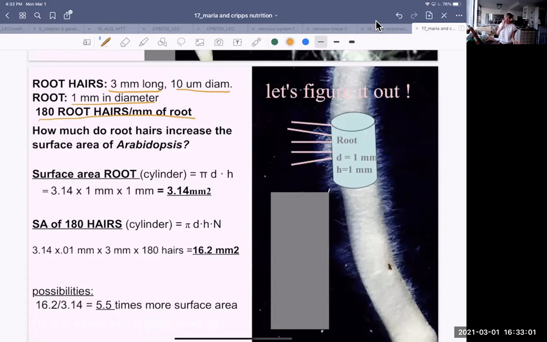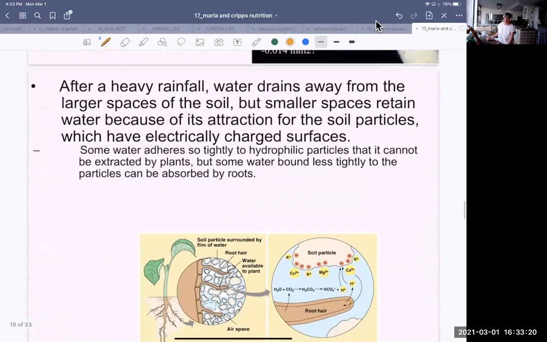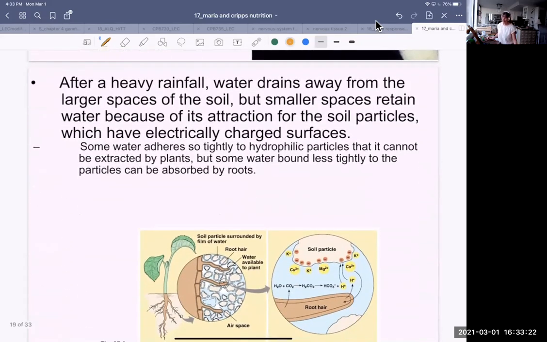How much do root hairs increase the surface area of Arabidopsis? That's one of our fast plants. Well, you take the surface area of the root and the surface area of the 180 hairs, and you come up with eventually 5.5 times more surface area. So quite a lot.